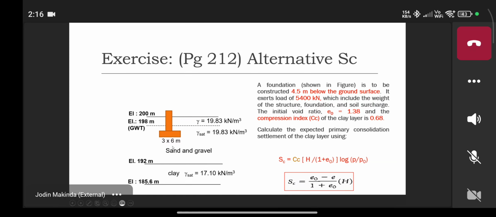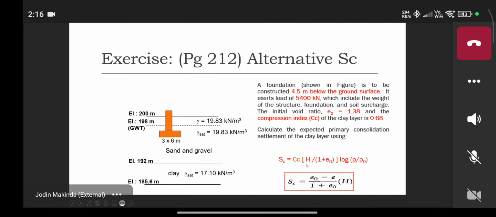a foundation constructed at depth 4.5 meter below the ground. So in this question, it asks you, what is the SC value using the alternative?